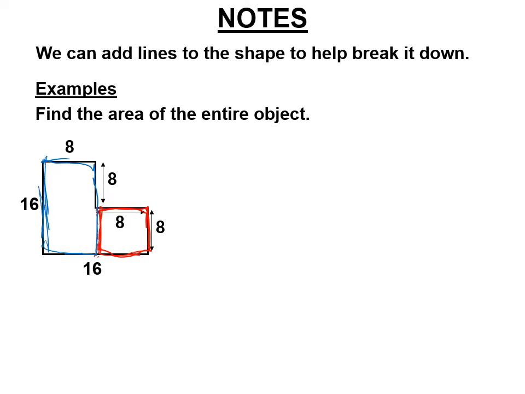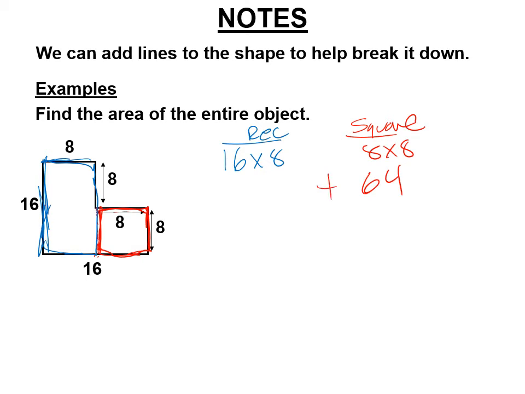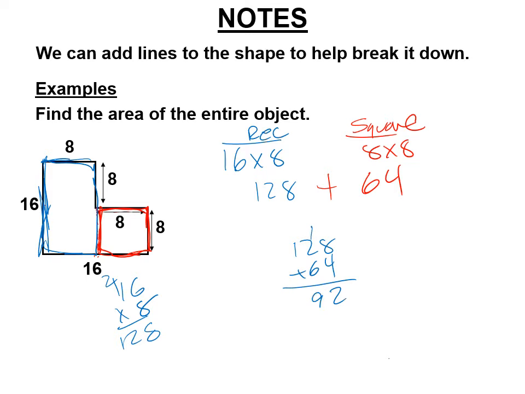Well, the blue one, one side is clearly 16 and one's 8, and that's the rectangle, so it's 16 times 8. The square over here, it says it's 8 times 8. That's 64. So the square is 64. The rectangle is 16 times 8, which is actually twice as big as that, so you should have an idea of what the answer is, 128. Then we add the 2 together, and it's 192 square units.